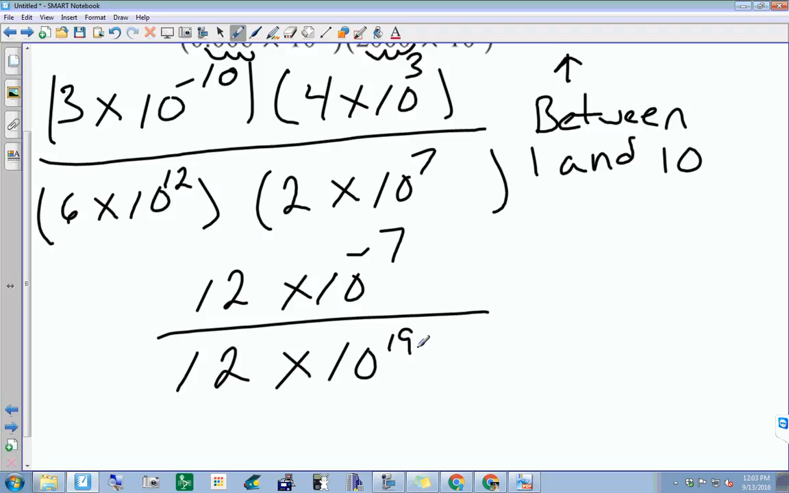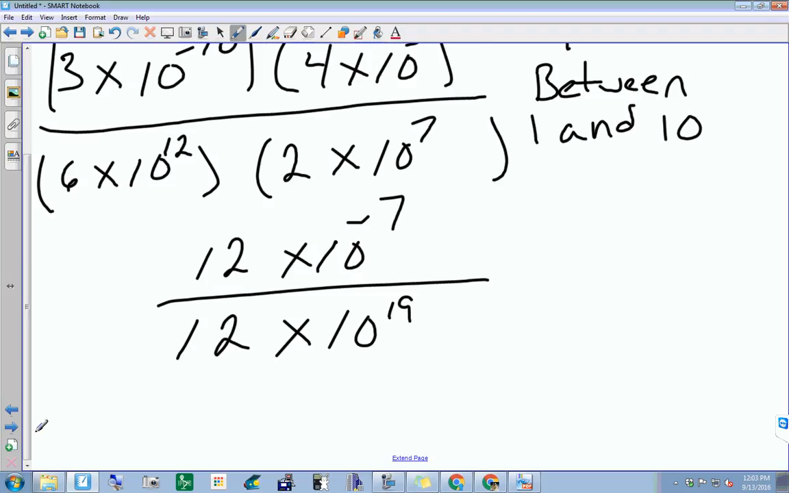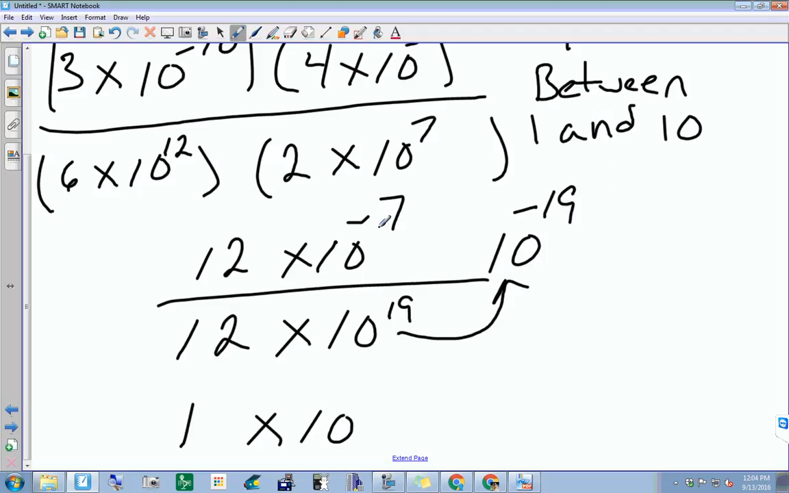19, right? Okay, so here goes the last one. What's 12 over 12? 1. So this is going to be 1 times 10. This goes up here as 10 to the what kind of 19? Negative. So -7, -19, -26. So the answer to that one is 1 times 10 to the -26.